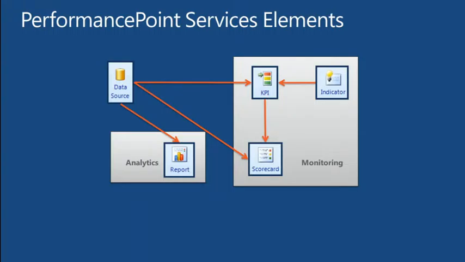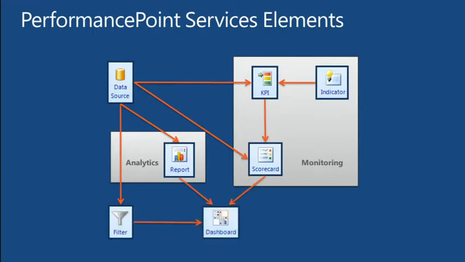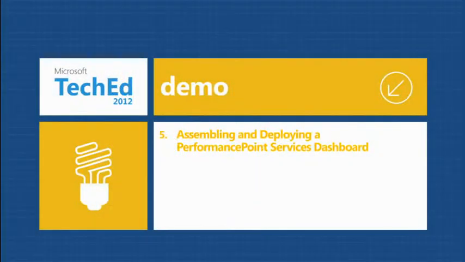Now, the deliverable from Performance Point Services is a dashboard, and we're not there yet. Typically, a dashboard will require filters. Filter by time, filter by geographic region. And it's the filters, scorecards, and reports that get assembled to produce dashboards. Now, when you deploy the dashboard, it actually results in a web part page. So it does all of the hard work for you that you may have manually done in SharePoint yourself. So let's see this come together in a demonstration, assembling and deploying a Performance Point Services dashboard.